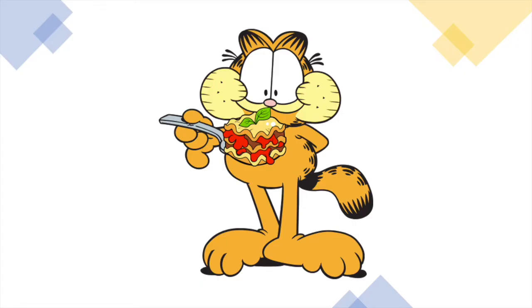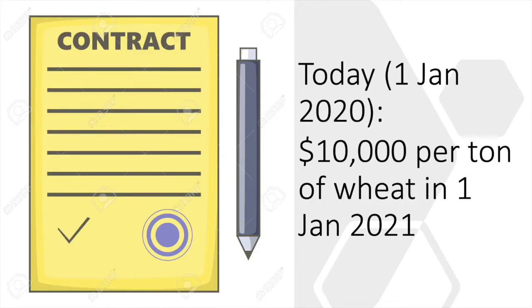Let's take an example. Imagine I am Garfield and I love lasagna, which is made of wheat. Let's assume today is 1st of January 2020 and I enter into a forward contract with a supermarket for tons of wheat at a price of 10,000 on 1st of January 2021 because I don't want to risk myself for the price fluctuation of wheat.